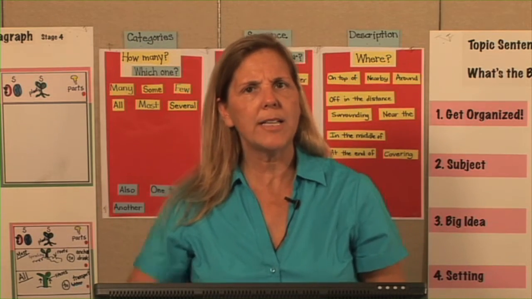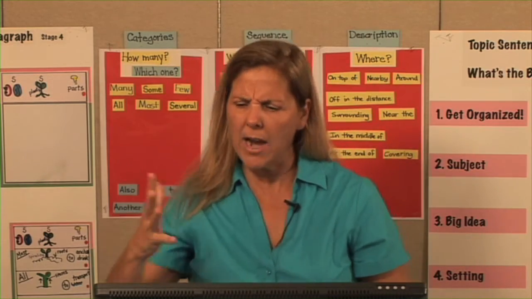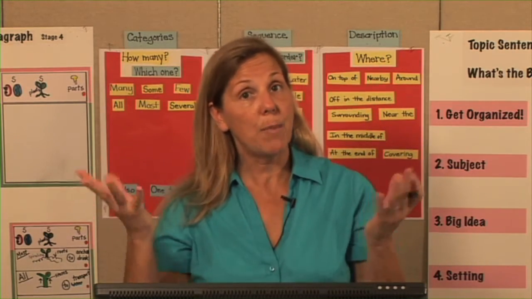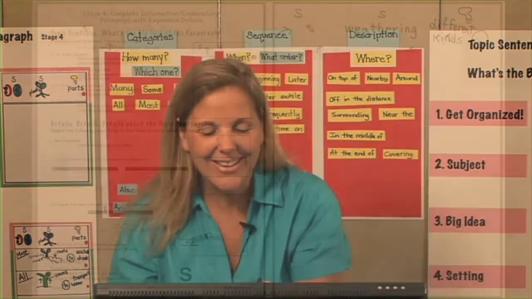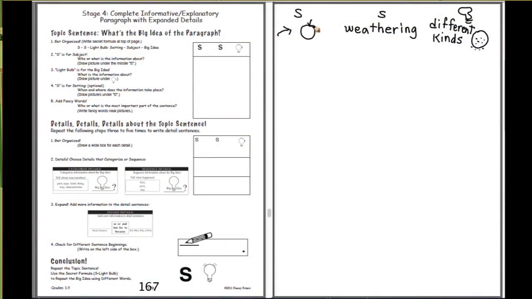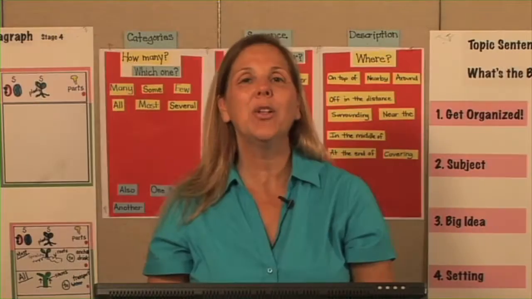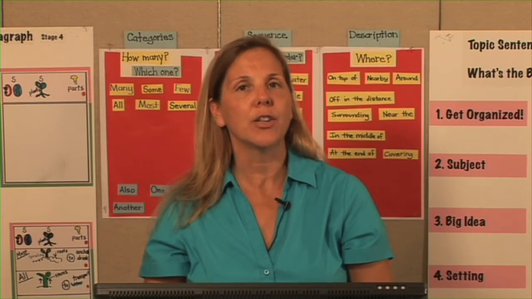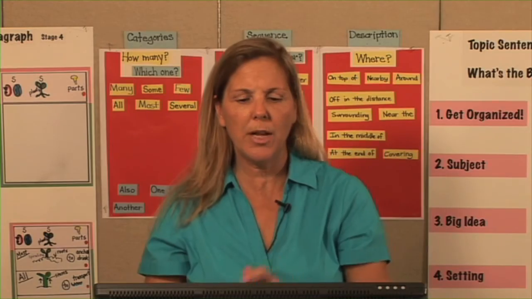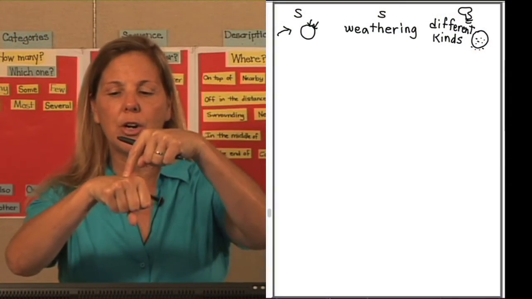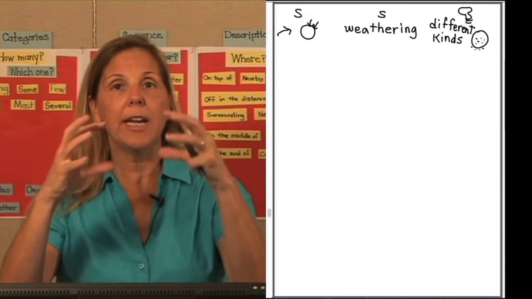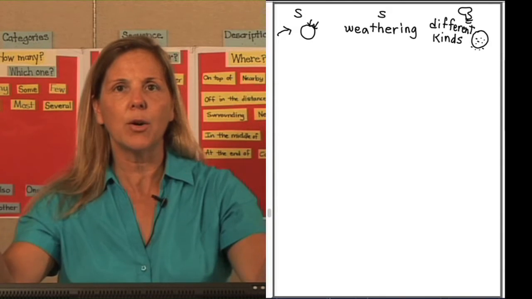What else do I need on my setting? I need to tell where. Well, where are these rocks? Are they in outer space or are they on the planet Earth? On the planet Earth. Let's go ahead and put that because that's important too. On our Earth. Let's go back and read our topic sentence. Ready, everyone? Over time, on the planet Earth, the different kinds of weathering make rocks disintegrate.